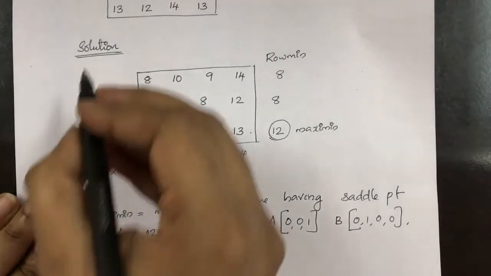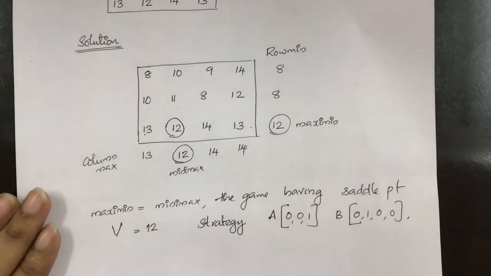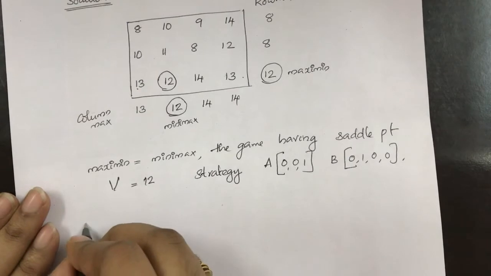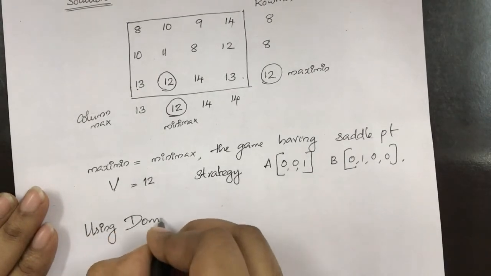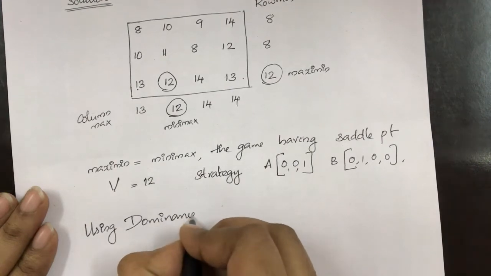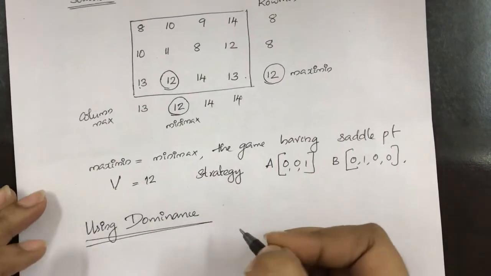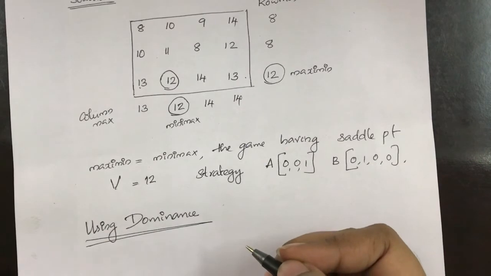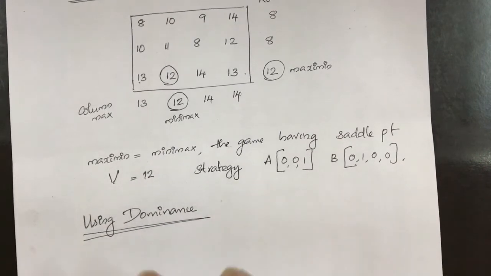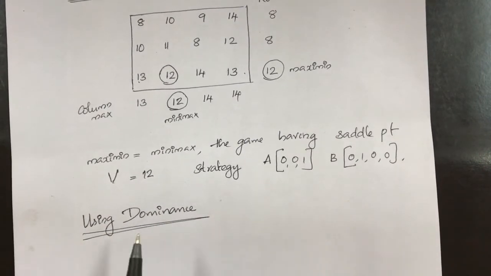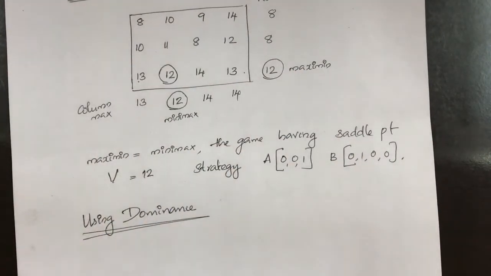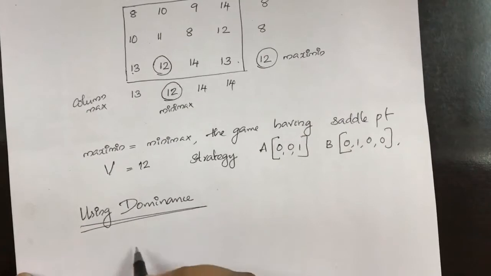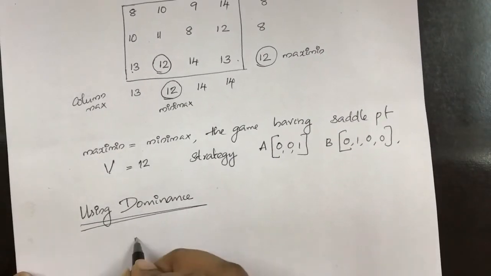Okay. Now the same problem can be solved using dominance. If the question asks you to solve the problem using the dominance property, you need to solve it using only dominance property. The saddle point method is for checking whether your answer is right or not. So I am going to apply the dominance property.